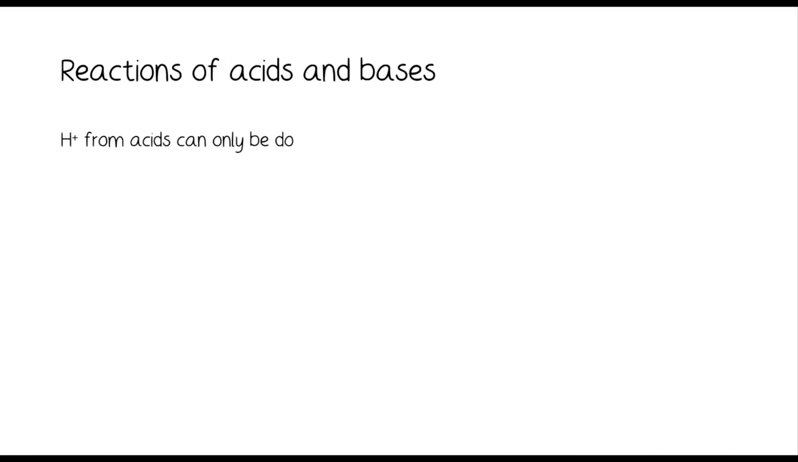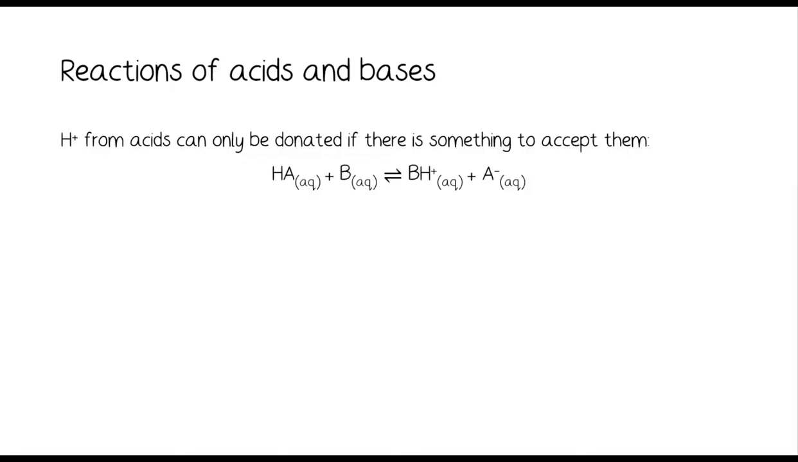So let's talk about the reactions between acids and bases. So protons cannot be thrown away without a base. They can only be donated if there's something to accept them. So if we have an acid HA and a base B, this is the reaction that takes place. The H plus from the acid is given to the base here, so it's been accepted by the base. So you've got BH plus, and the acid has donated its proton, so you've got that A minus there.